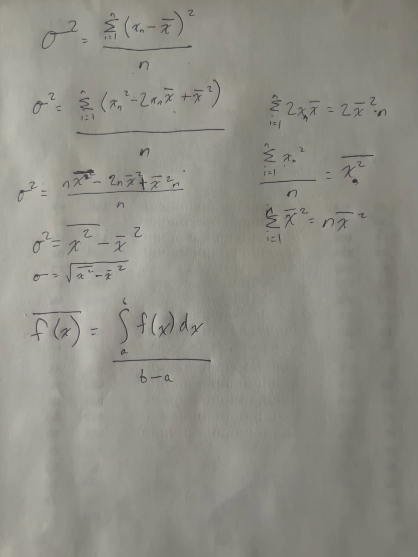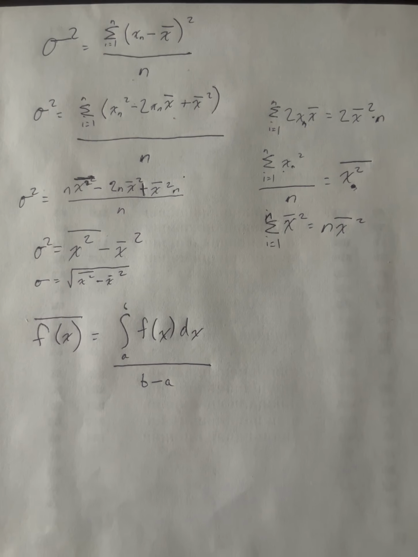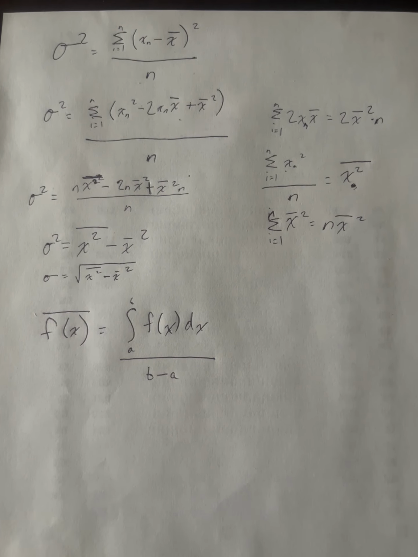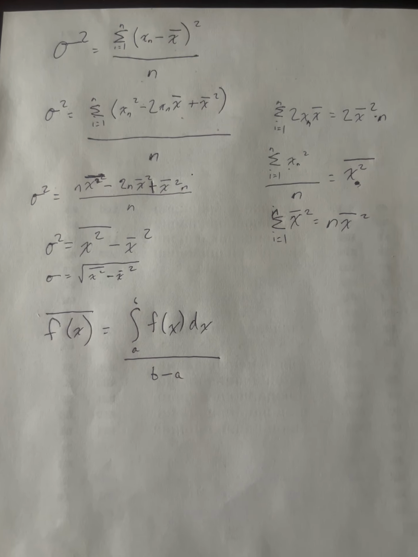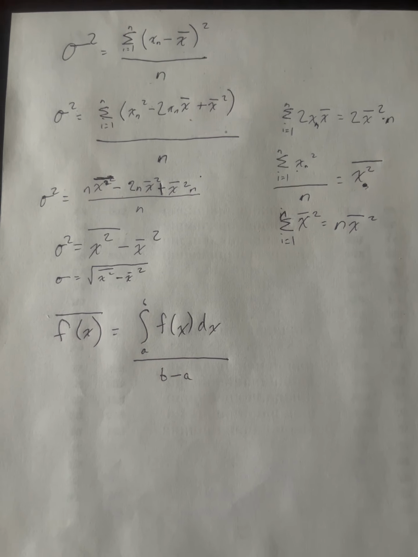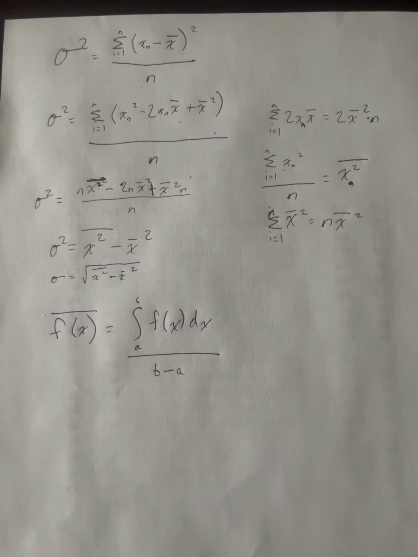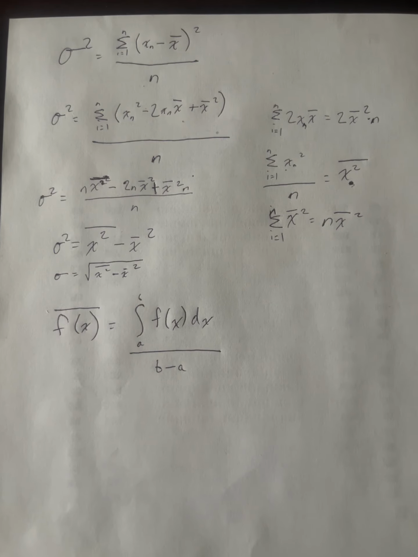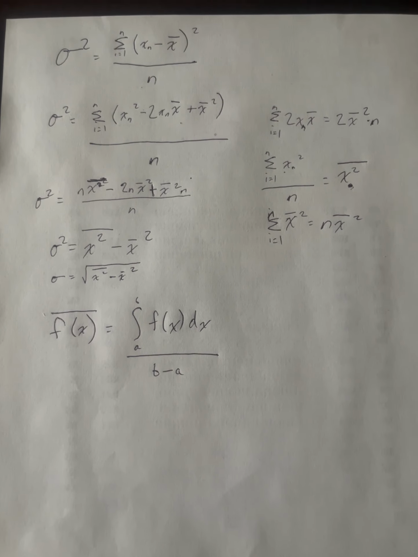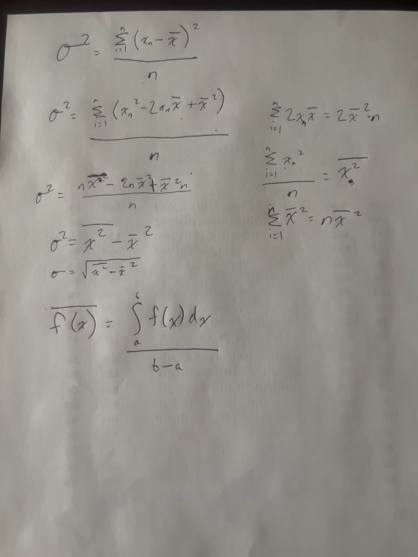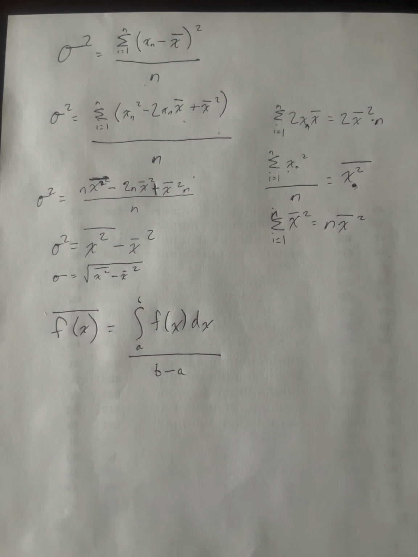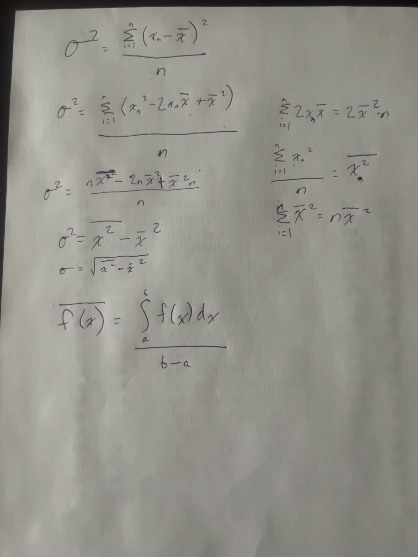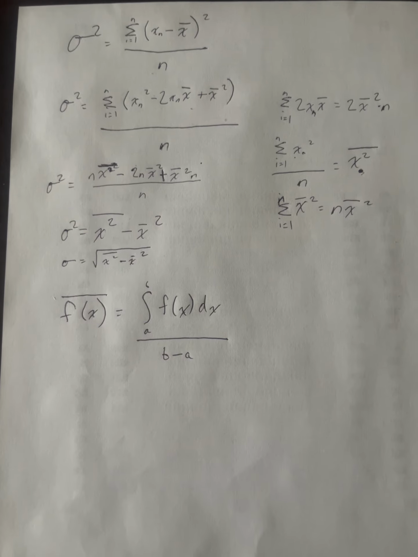Gives us sum from 1 to n of x sub n squared minus 2 times x sub n times x bar plus x bar squared, all divided by n. But we can simplify this by breaking down the individual components. The sum from 1 to n of 2 times x sub n times x bar is simply 2 times x bar squared times n, because we know that the sum of all the elements in the set is equal to the mean times the number of elements in the set.